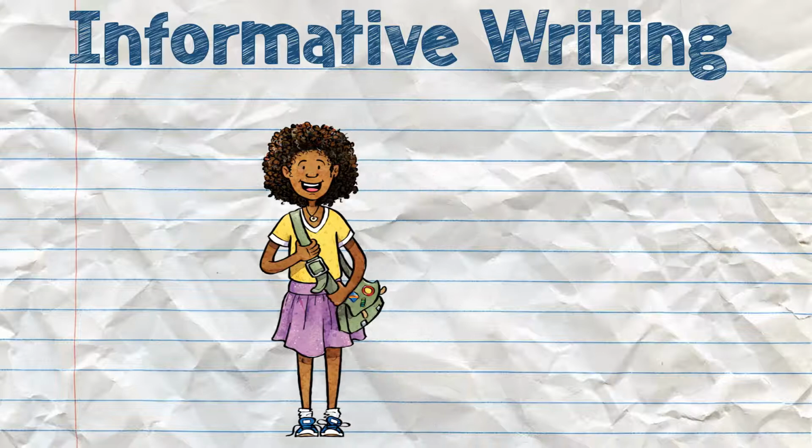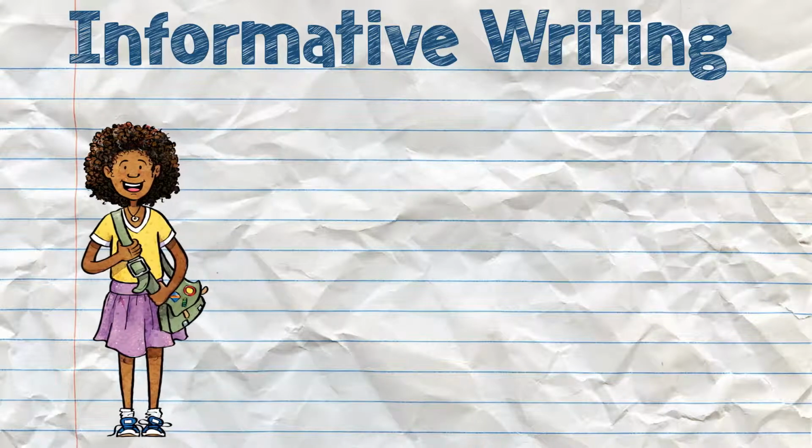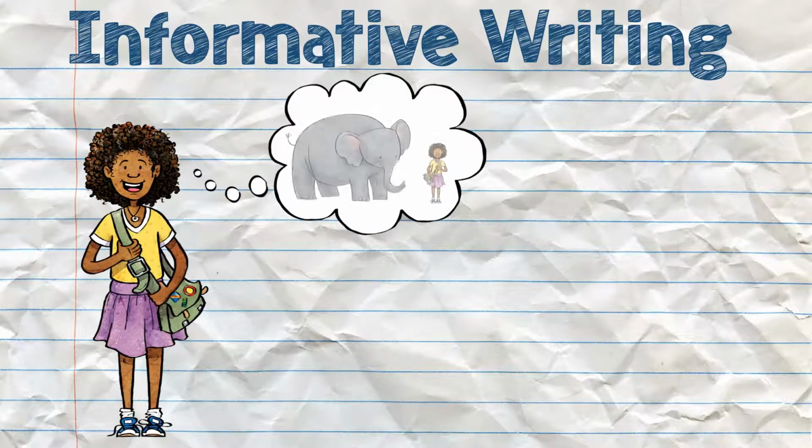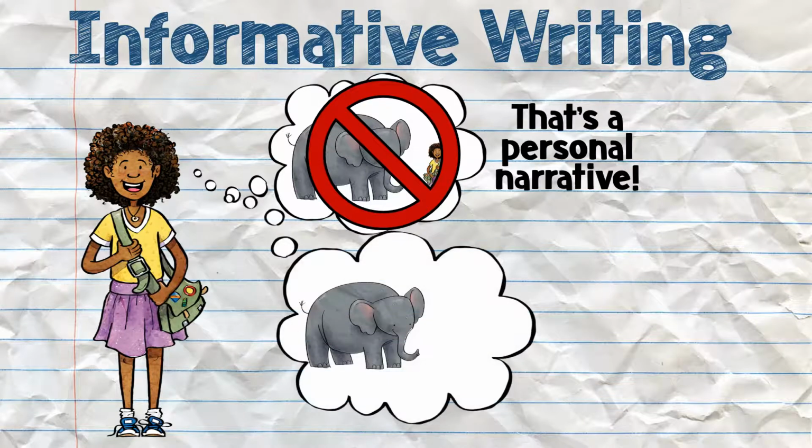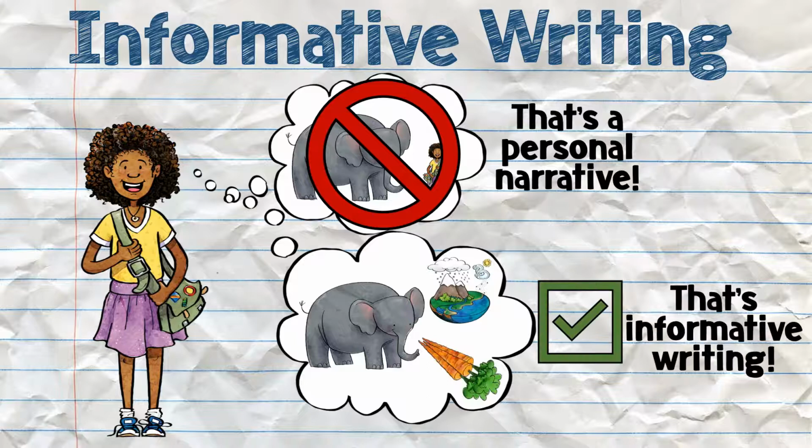Now, let's talk about what is not informative writing, because it can get a little confusing. Let's say Sally wants to write about elephants, but she wants to write about a time that she saw an elephant on vacation. This is more of a personal narrative than it is informative writing. Though she might be giving details about elephants in the writing, it's more of a personal narrative. Instead, if she was to write about elephants and where their habitat is and what they like to eat, that would be informative writing.